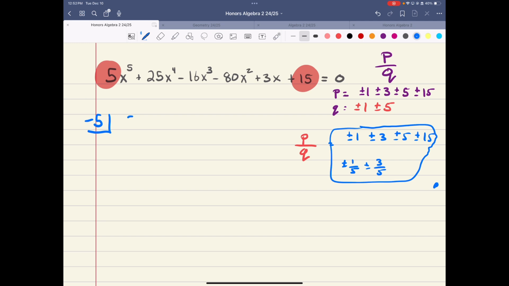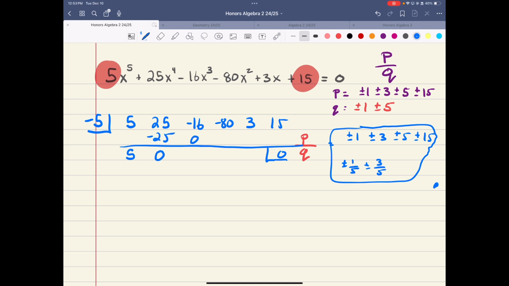And so I try negative 5. I've got 5, 25, negative 16, negative 80, 3, and 15. Again, with the whole goal that I get a 0 down there at the end. So I bring down the 5, that's negative 25, that's 0. That's 0, that's negative 16, that's 80. That's 0, that's 0, that's 3, that's negative 15. So I know that the negative 5 works. So now that I know the negative 5 works, I've got my first factor.